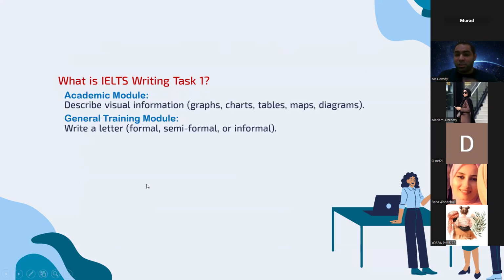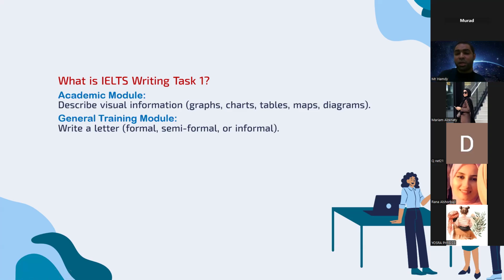Okay, writing task one has two types. We speak about the academic one and the general one. For the academic module, we have graphs, charts, tables, maps, and diagrams. This is what we call visual information. And for the general module, we have writing a letter, formal, semi-formal or informal.